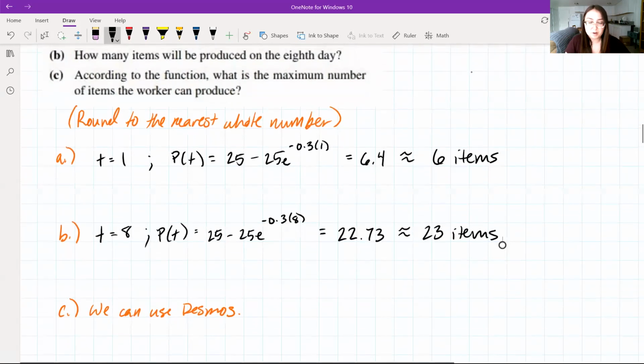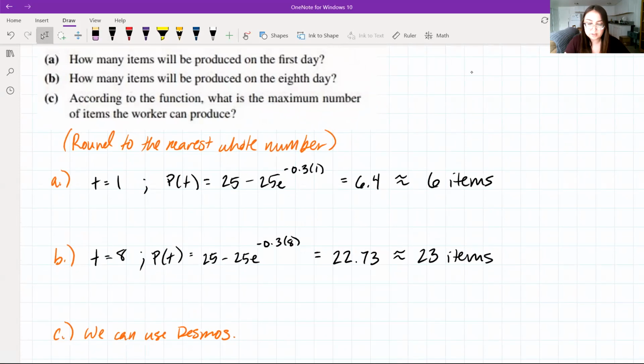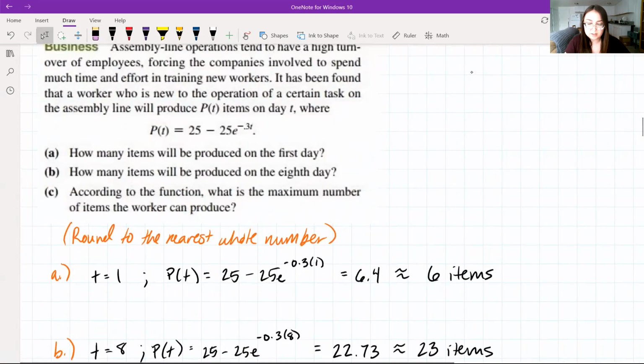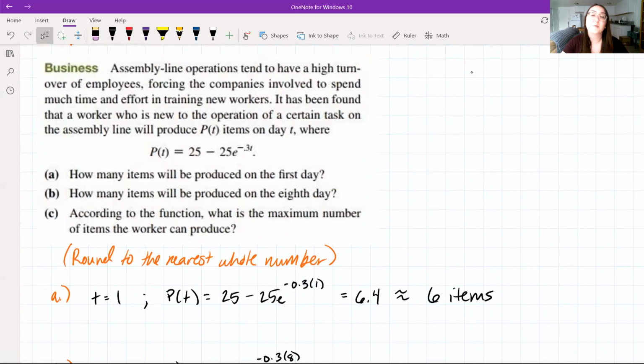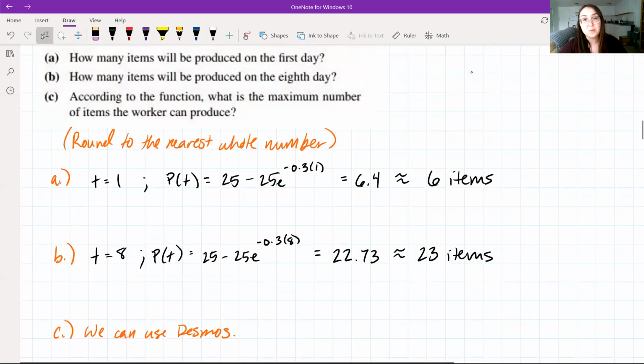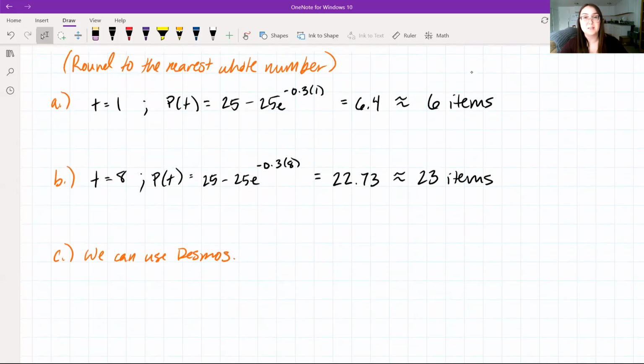All right, so for part C, we want to say, according to this function, what is the maximum number of items that the worker can produce? Because we know that a worker can't produce an infinite amount of items in one day. There has to be a limit. So if we want to find that maximum number, one way we could do that is to use Desmos. So let's use Desmos to see what the maximum number will be.